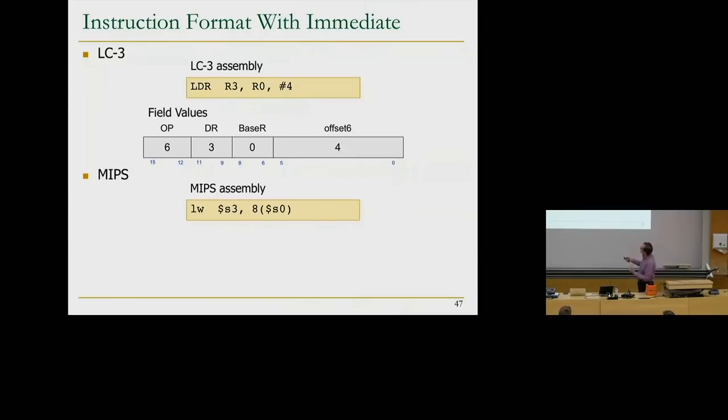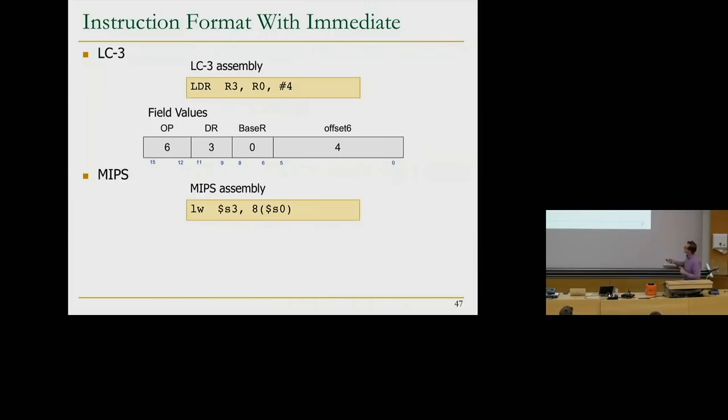And the format is such that the base register is specified by the value that's over here. The offset is specified by these 6 bits over here. And the destination register is specified by these 3 bits over here. So once you see the opcode, you know what the rest should look like, because there is an agreed-upon format of instructions between the software and the hardware.